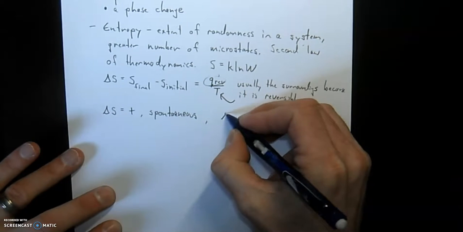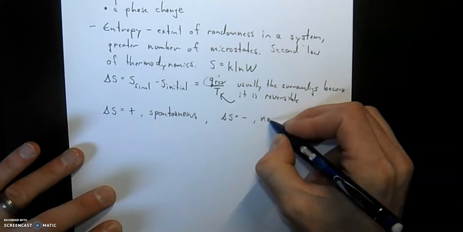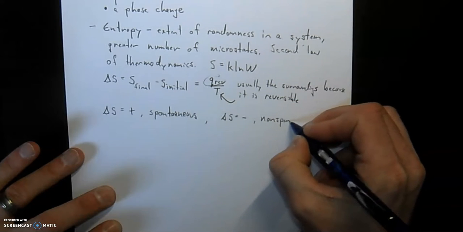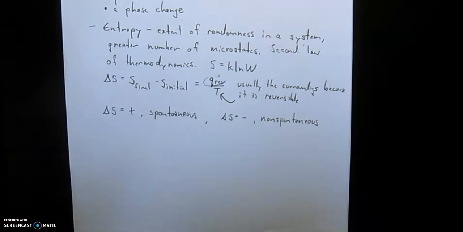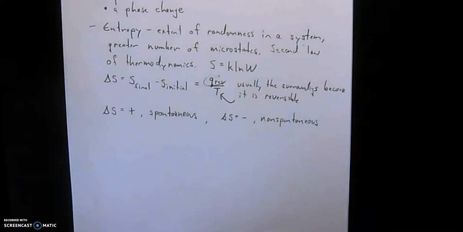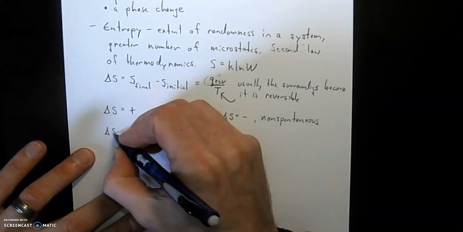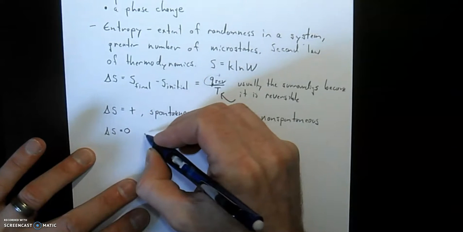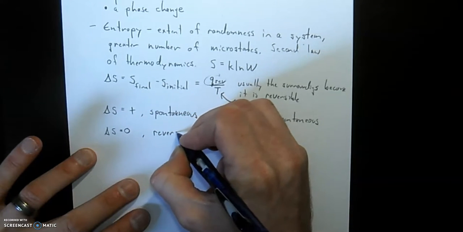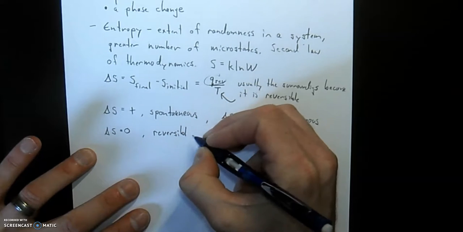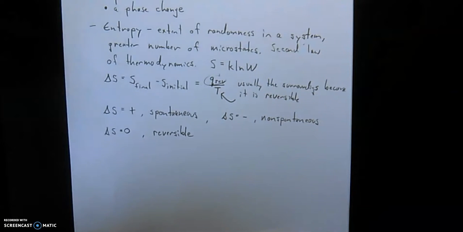And if delta S is negative, it is non-spontaneous. And if we happen to look where delta S is 0, then that particular reaction happens to be reversible. So that reaction can happen to go back and forth. Okay?